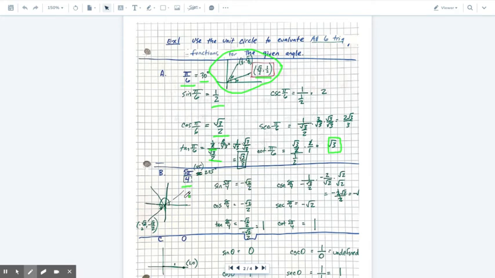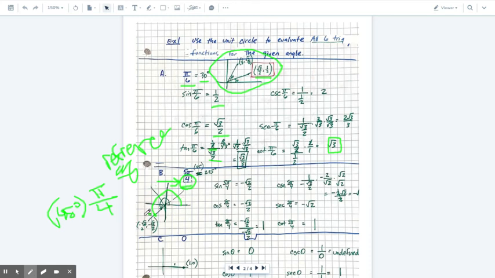So 5 pi over 4, right? 5 pi over 4, this is 1, 2, 3, 4, 5. Anytime you have a denominator of 4, this is going to have a reference angle of pi over 4, which is the same as 45 degrees. So these ones are pretty easy because you know they're all going to be the square root of 2 over 2's. You just have to determine which quadrant it's in, right?